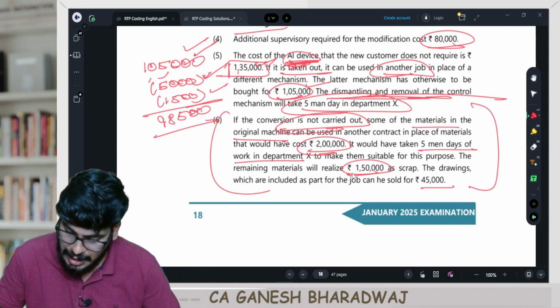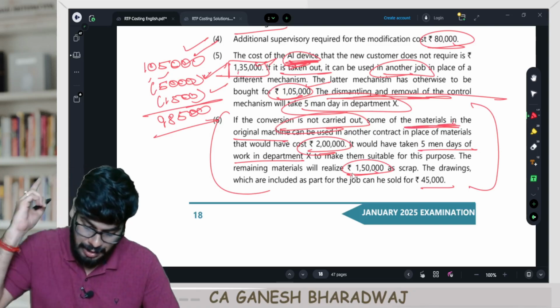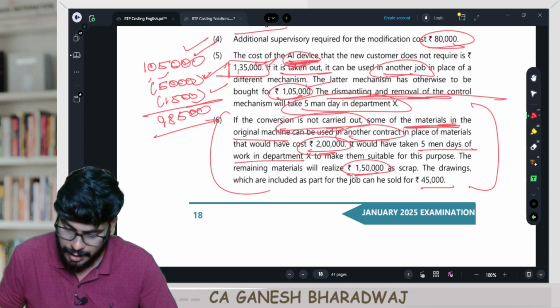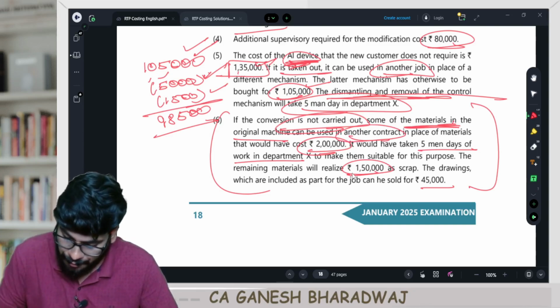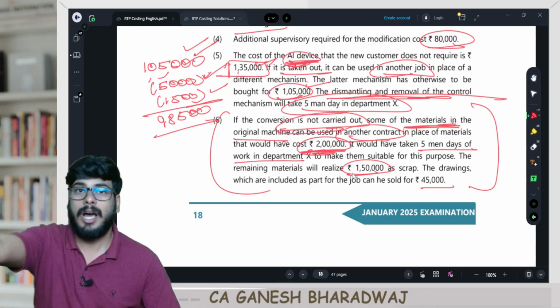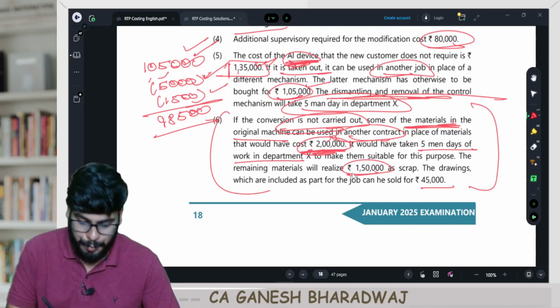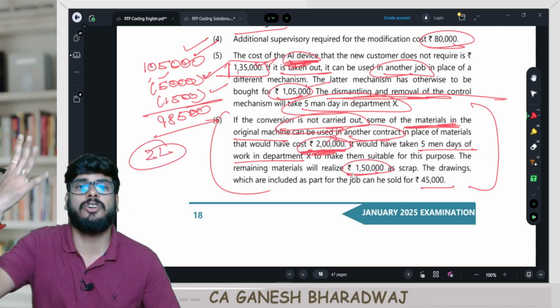What they are saying is, if the conversion was not carried out, some of the materials in the original machine can be used in another contract in place of the materials that would have cost how much? 2 lakh rupees. Correct? But because I am selling to this guy, I am not able to save this 2 lakh rupees. So this 2 lakh rupees is an incremental cost for me.